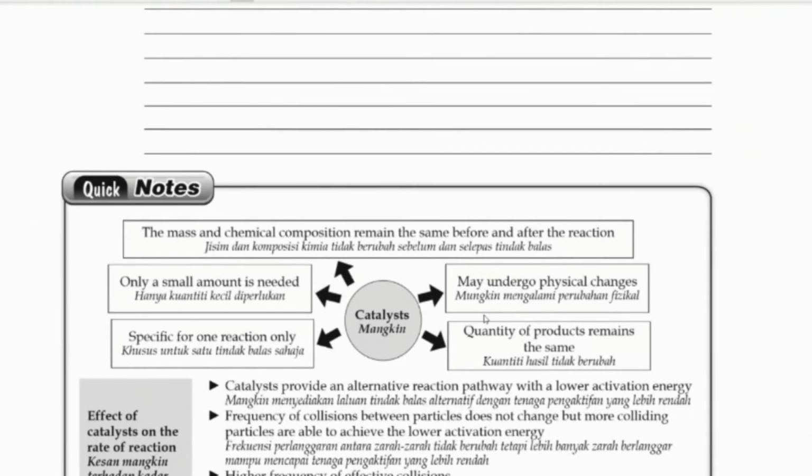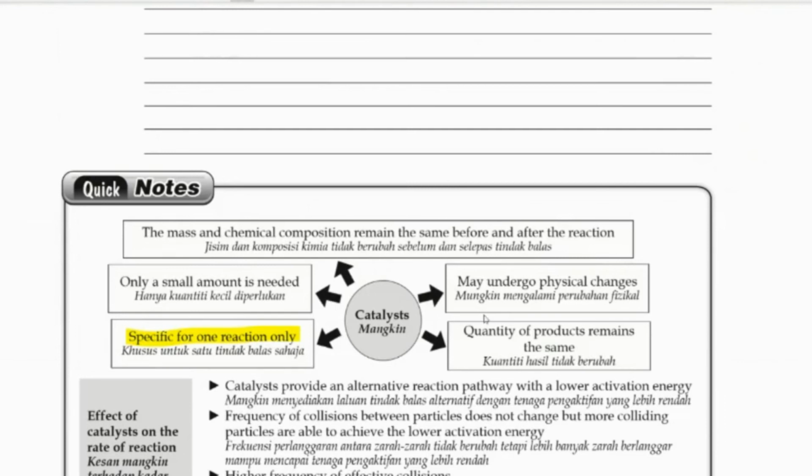The first one: the catalyst is very specific for one reaction only. For example, hydrogenation needs platinum as a catalyst. The Haber process needs iron powder as a catalyst. It's very specific for one reaction only.